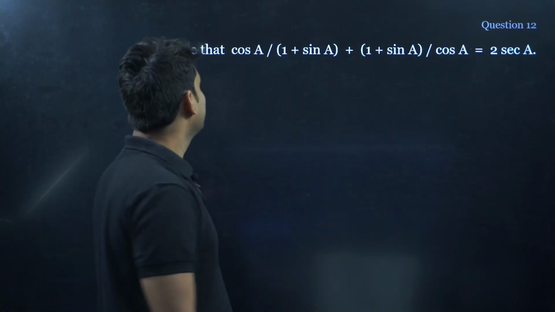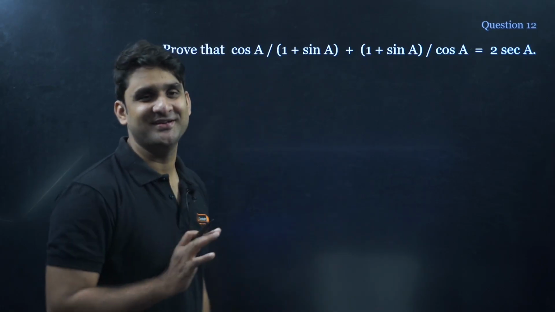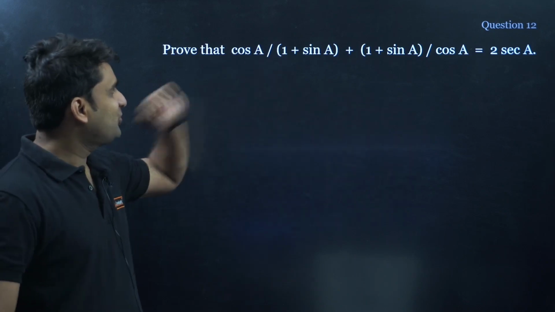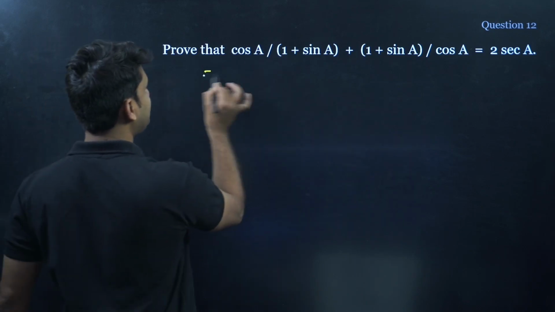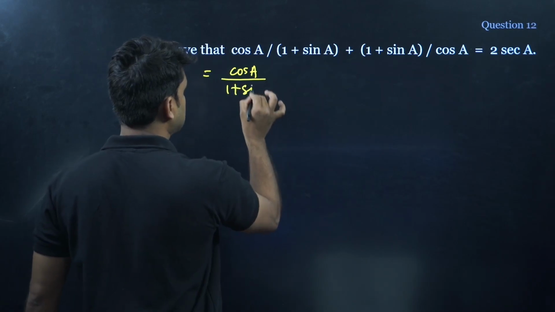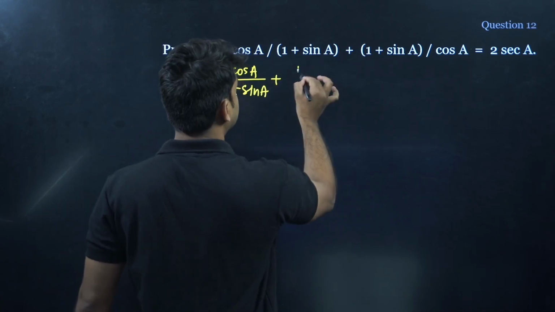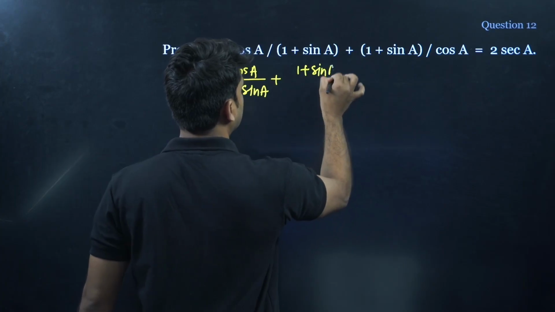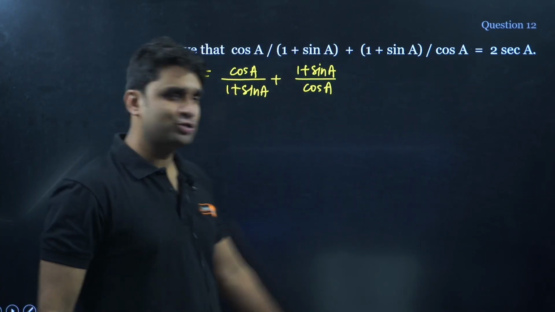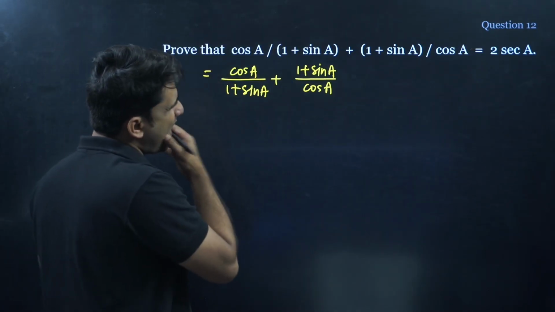Wow. This is a really amazing question, I would say. Amazing question, but very easy. So the question here we have is cos A divided by (1 plus sin A) plus (1 plus sin A) divided by cos A, and it should be equal to 2 sec A. This is the question. So do one thing now.